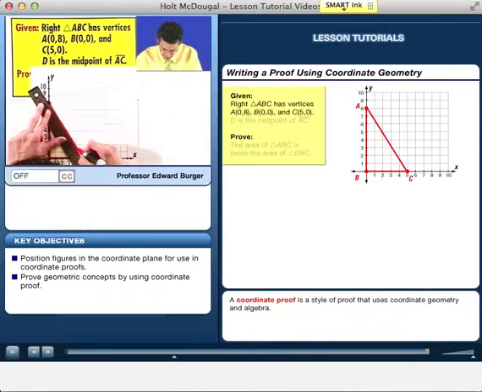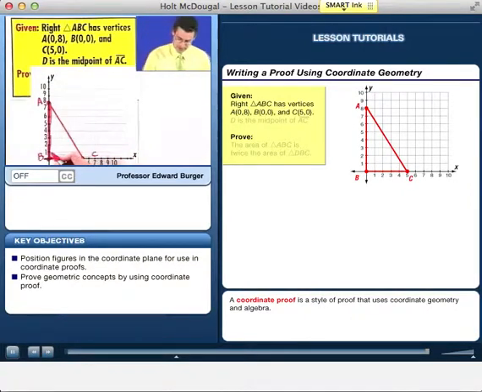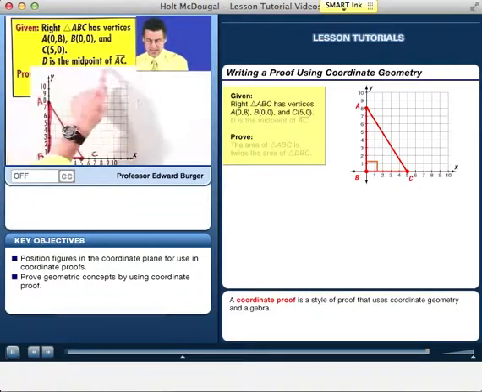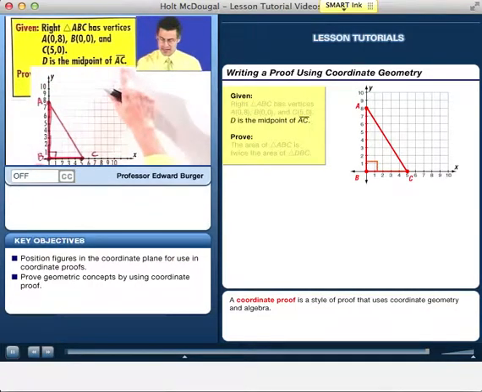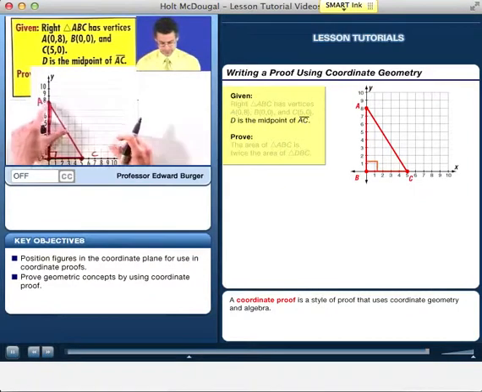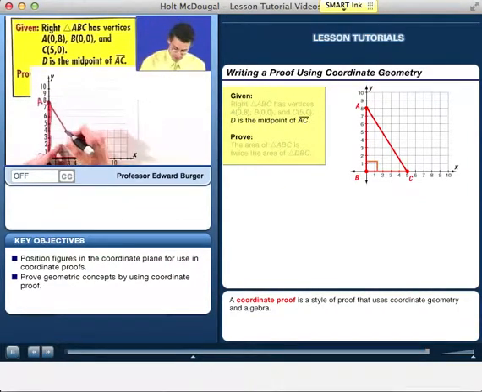Remember, it's a right triangle. We know which angle is the right angle. It's right here. So there we have it. Great. Now, what else do we know? We know that D is the midpoint of AC. So D is the point that cuts this segment into two equal pieces. And I'm just going to eyeball it and put it right here. And I'm going to call that D.